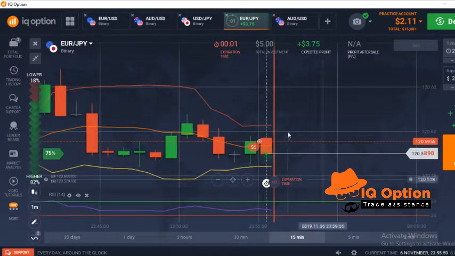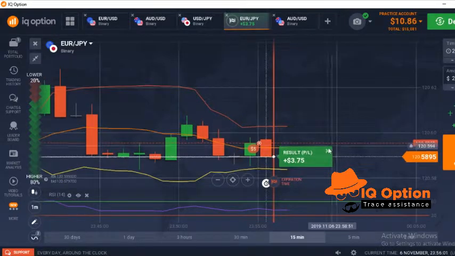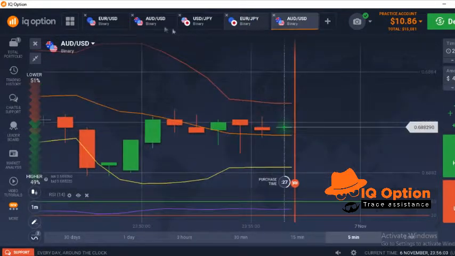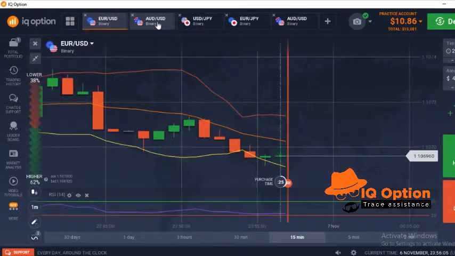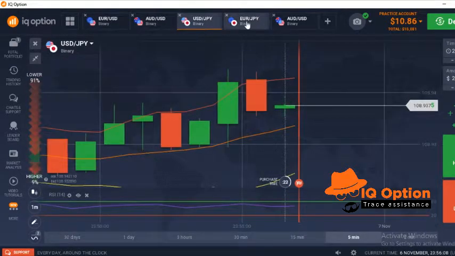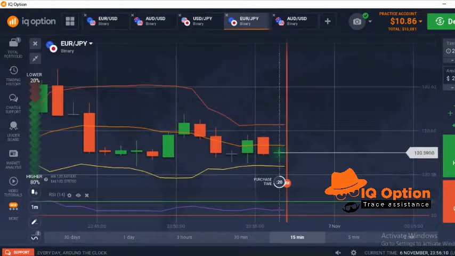But also consider we won that trade. Now we are at $10. Remember, we started with $4. You see now it's forming in the same market.